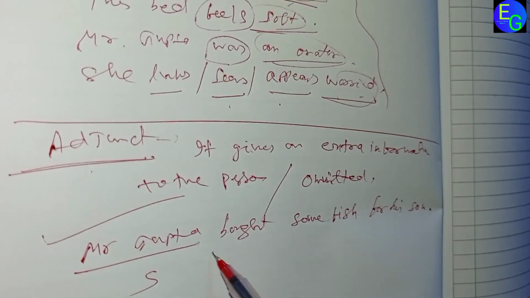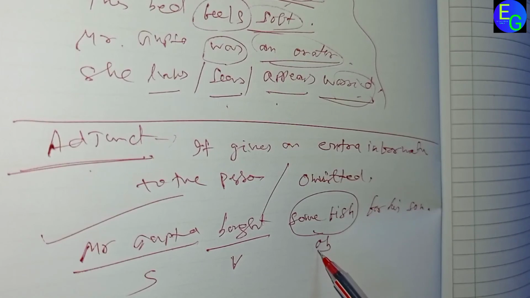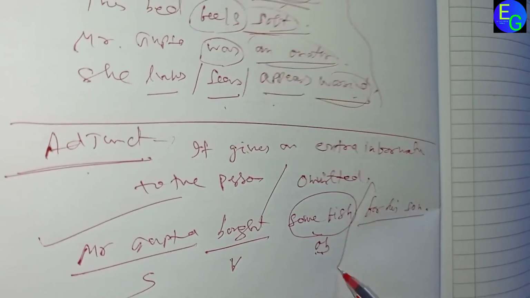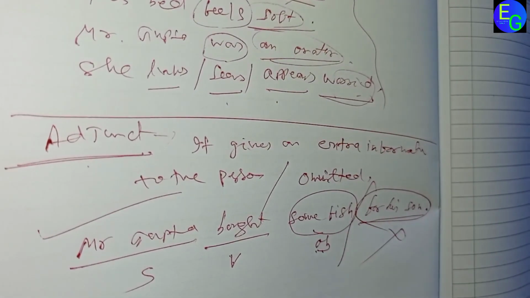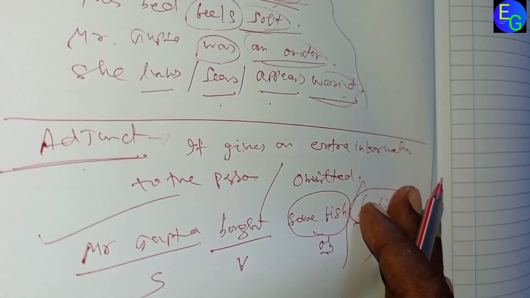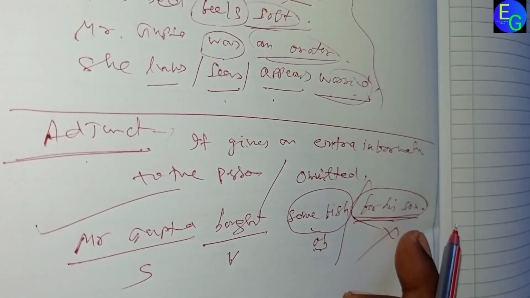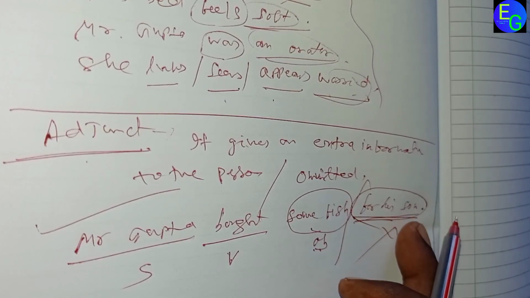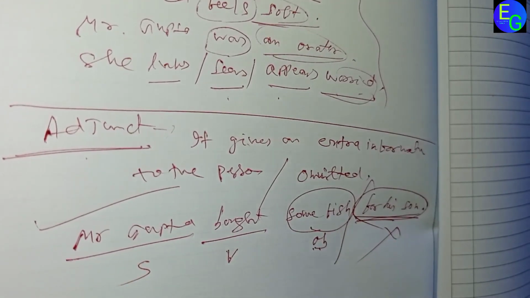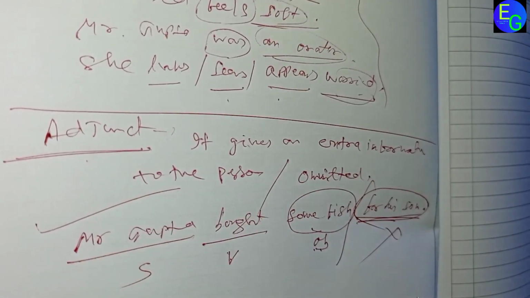Here we see Mr. Gupta is the subject, bought is the verb, bought what? Some fish. It is the object. After the object I have written for his son. Suppose I omit for his son, the sentence is still meaningful: Mr. Gupta bought some fish. If I write for his son, this is the extra information. This phrase gives extra information about some fish or about Mr. Gupta. In this way we have adjuncts after the predicate part.